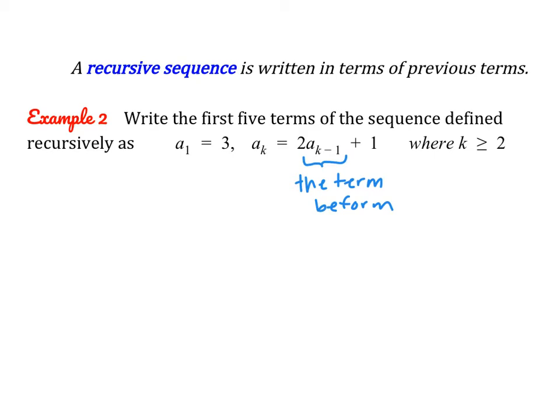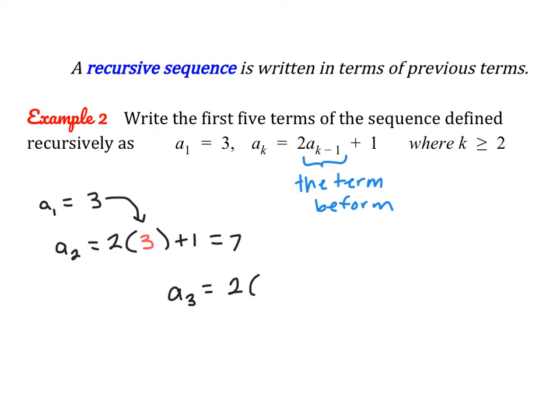So let's try to find the first five terms of this. Well, a sub 1, our first term, is given to us. It's 3. To find a sub 2, we do 2 times, well, a sub k minus 1 would be a sub 1, the previous term. So we're essentially taking this and using it to find our next term. And then plus 1, so we get 7. And then to find a sub 3, it's 2 times a sub 2, which is 7, so our previous term, plus 1. So we have 15.